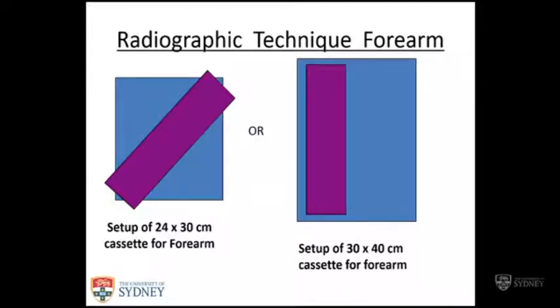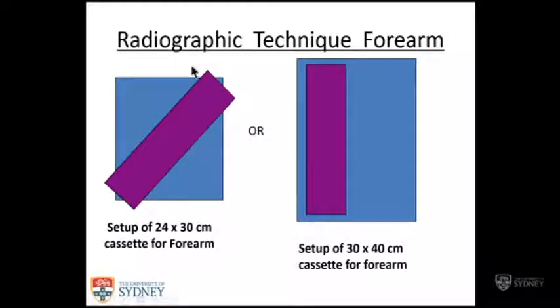And the way we do that is by either putting a cassette, a 24-30 cassette, and collimate on the diagonal, or we can do two projections both on a 30-40 cassette. Now, why do you think some people might use a smaller cassette and put it on the diagonal? Once again, the smaller cassette, better image resolution.